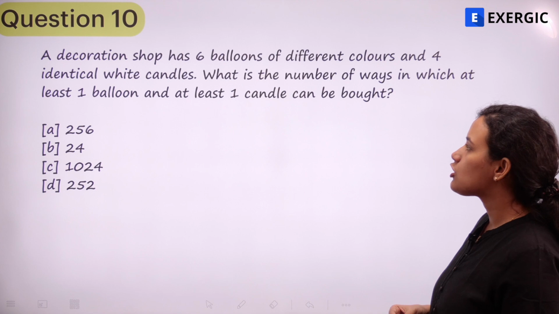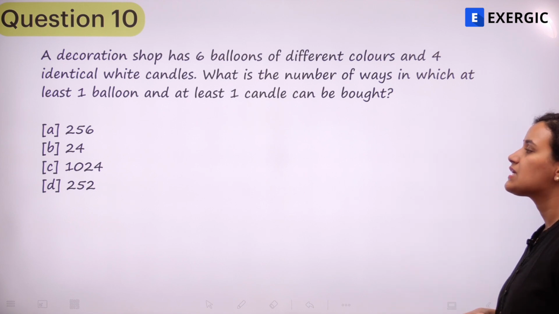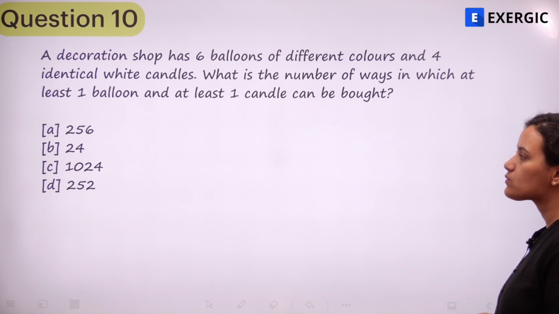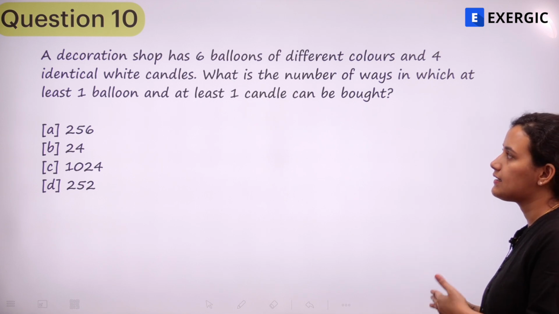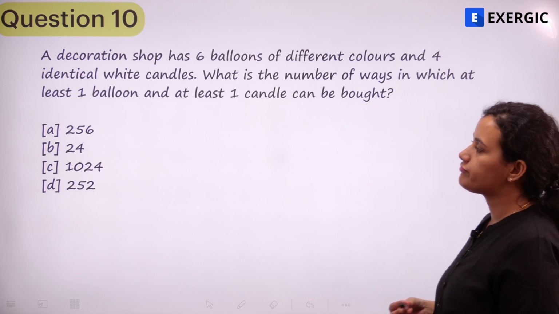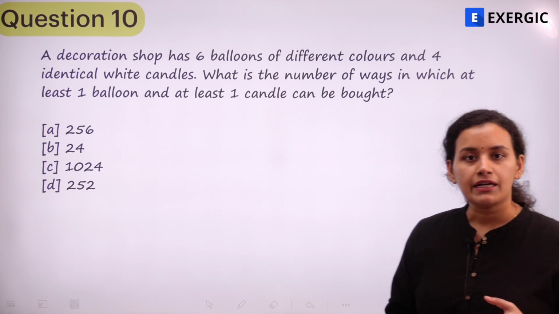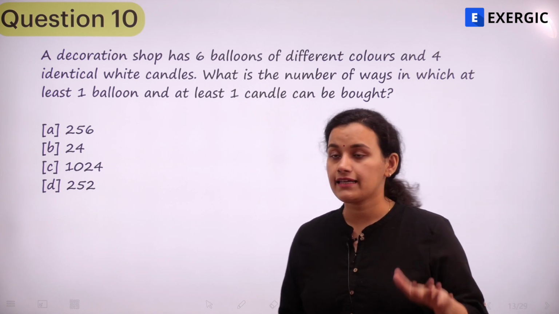A decoration shop has 6 balloons of different colors and 4 identical white candles. What is the number of ways in which at least one balloon and at least one candle can be bought? The options are 256, 24, 1024 and 252. So read the question carefully and give it a good go.